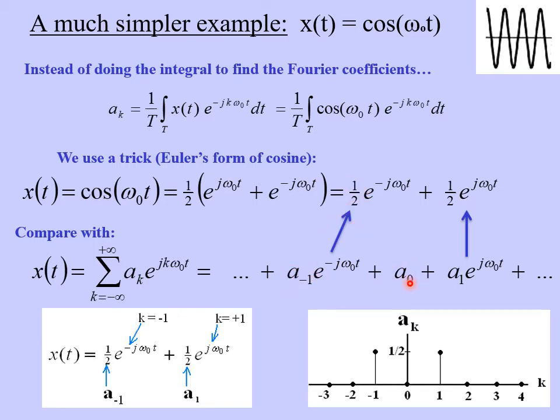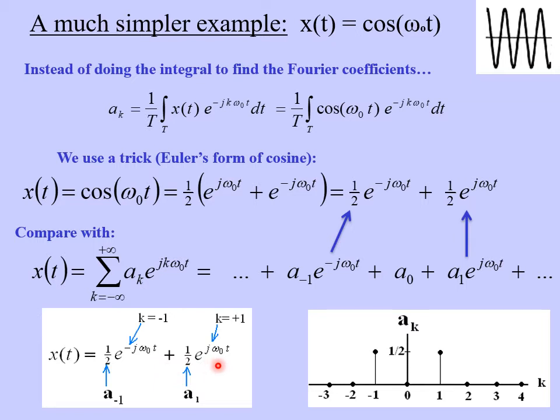Now, a naught, there's nothing up here that looks like a constant, so a naught is equal to 0. The last term, and the only other one we have to look at, is when k is equal to 1, we have a sub 1 times e to the j omega naught t. And again, if we compare that with this up here, we can see immediately that a sub 1 must be equal to 1/2. So I can rewrite this here. Our cosine function, or x of t, is equal to 1/2 e to the minus j omega naught t plus 1/2 e to the j omega naught t.